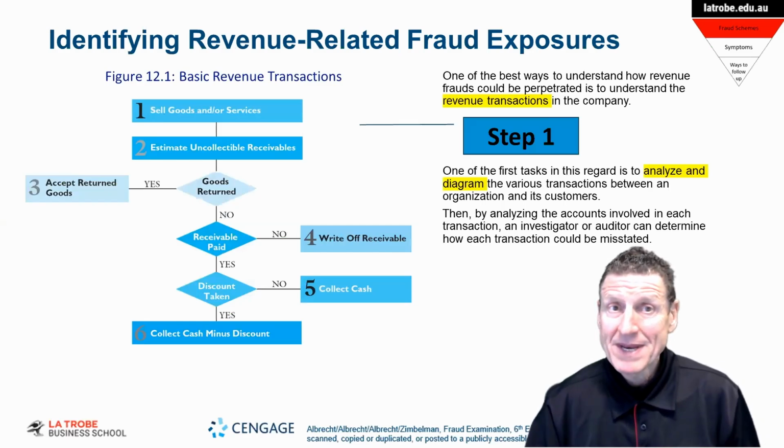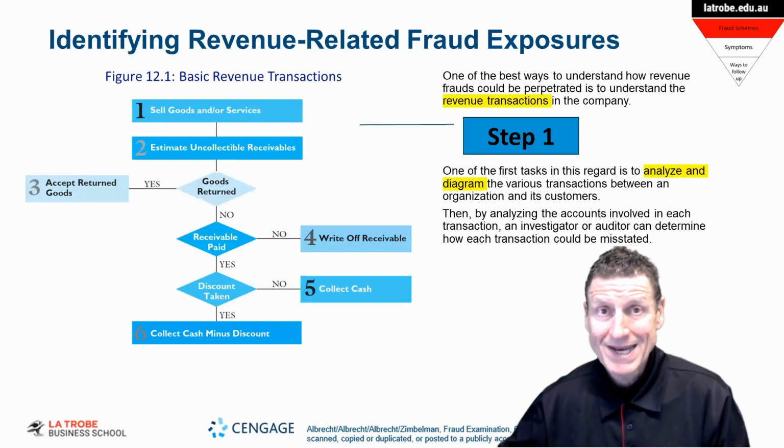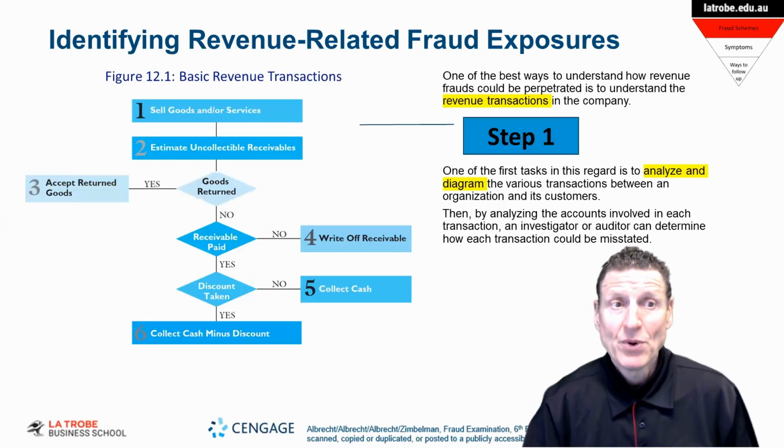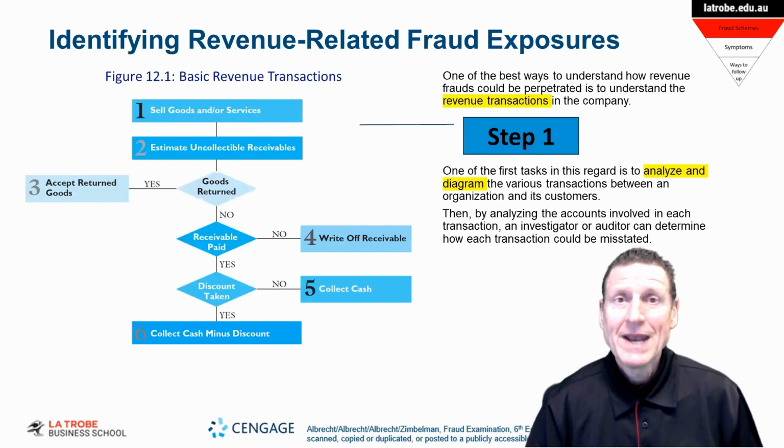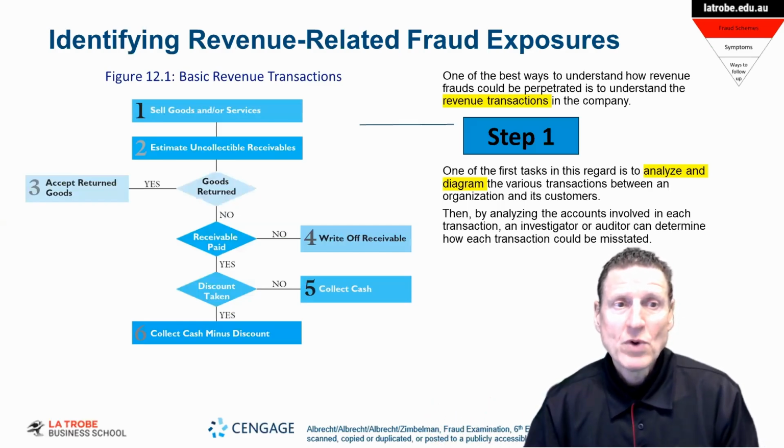We can look at accepting return goods, and that in effect inflates inventory, which we'll talk about in part 2. But what's important now is to move on to number 4, where we can write off the receivable. And if that receivable originally was false, then you're writing off something false and no one knows the better. All right. And then if it was paid, you could say there was a bigger discount than normal, you collected less cash than normal, and then in the end you collect cash minus the discount.